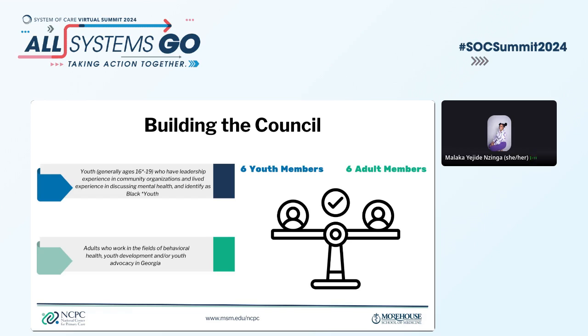And some of the requirements that we asked for our council members included youth, generally between the ages of 16 to 19, who had leadership experience in community organizations and lived experience discussing mental health and identifying as Black youth. For the adults, we were looking for those who are in the fields of behavioral health or youth development and youth advocacy in Georgia.